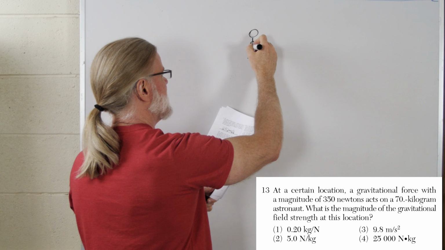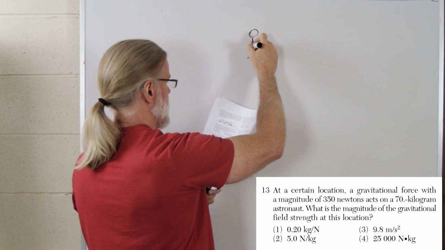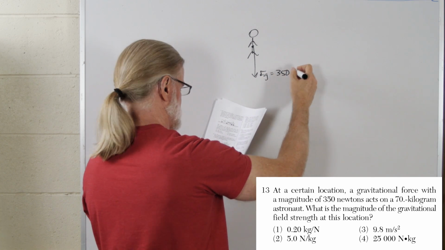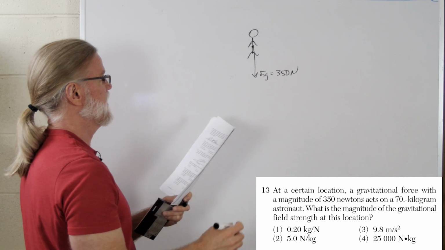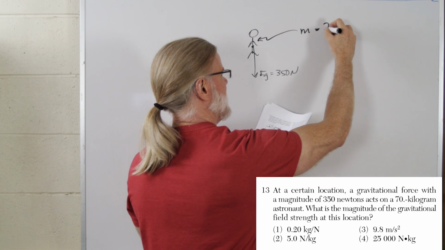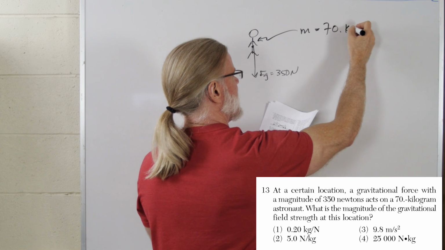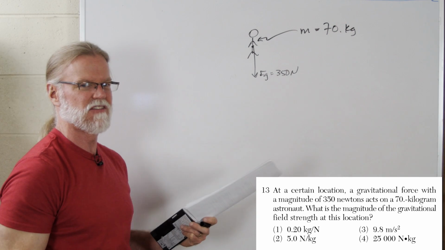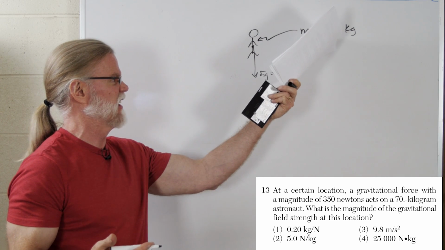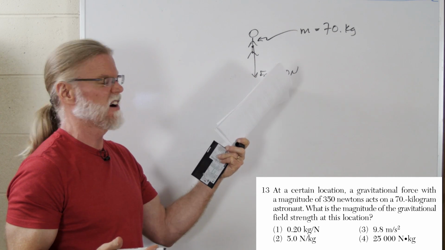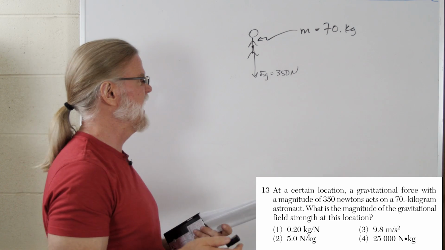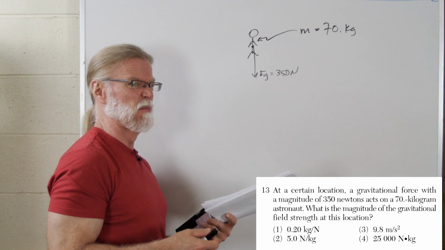So gravity is acting on 350 newtons. Fg is 350 newtons. And the mass of the astronaut is 70 kilograms. He's got 70 kilograms of stuff. Even if he was in East Amherst, he would have 70 kilograms of stuff. He would have more than 350 newtons of weight. He'd be pulled down more, but he's not.